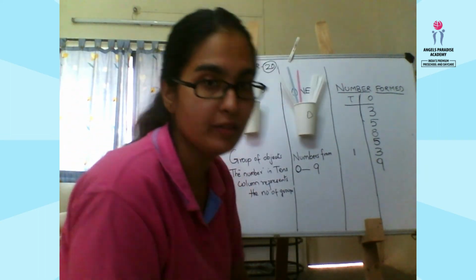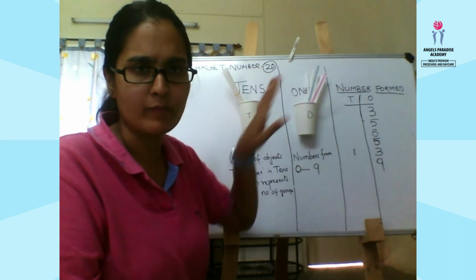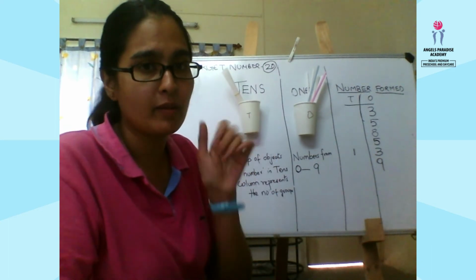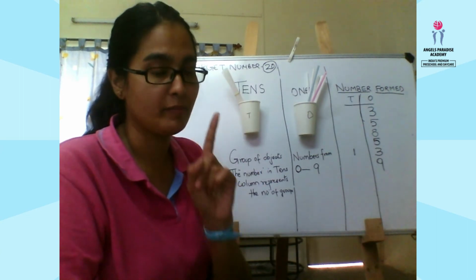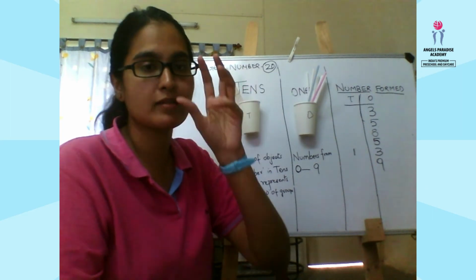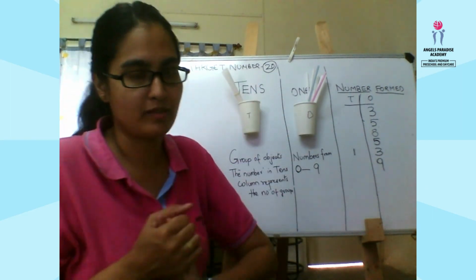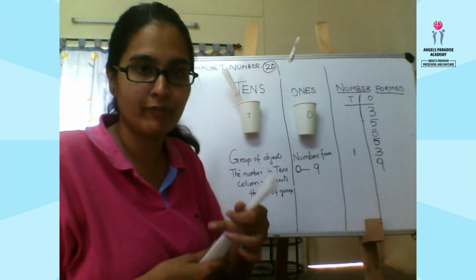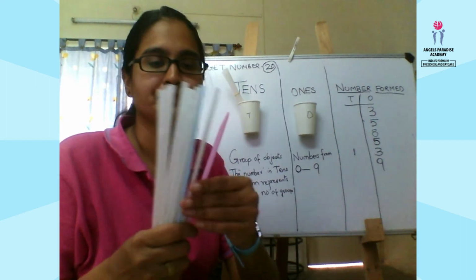So now you can see that there are more than 9 straws in the ones column. So can this happen? Can more than 9 objects be there in the ones column? No. We can have only single digit numbers. It means that we can have only 0 objects, 1 object, 2 objects, 3 objects until 9 objects, not more than 9 objects. So let us count and find whether we have crossed the limit of 9 straws.